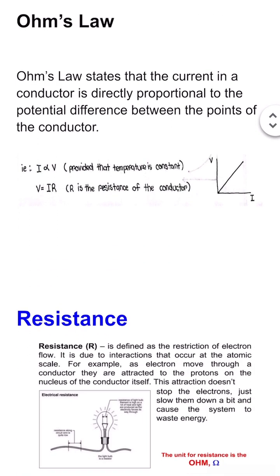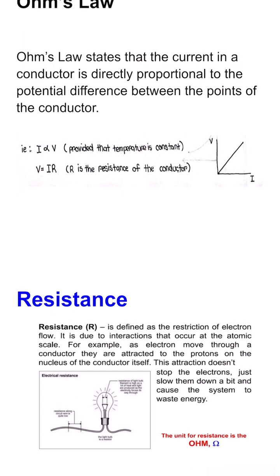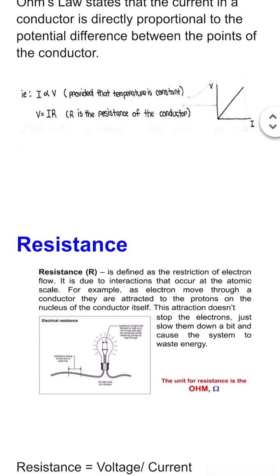Next up is Ohm's law. Ohm's law says that current in a conductor is directly proportional to the potential difference between points of the conductor. This means that when current increases, the voltage will also increase. And V is equal to IR, where R is the resistance of the conductor, and I is proportional to voltage. Like if voltage increases, current will also increase. This is what Ohm's law says.